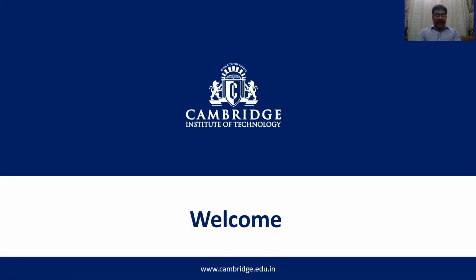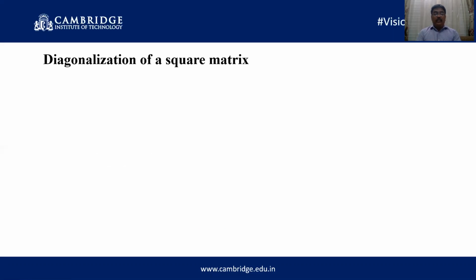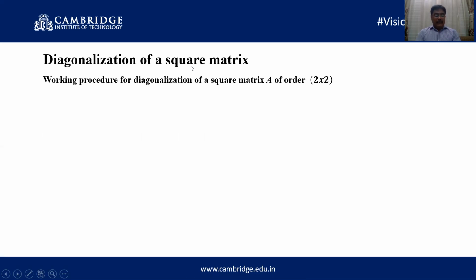In this video, I would like to explain in detail the working procedure for diagonalization of a square matrix. To diagonalize any given square matrix A of order 2 cross 2, we need to follow the following steps. In step 1, find all the eigenvalues, say lambda 1, lambda 2, of the square matrix A.